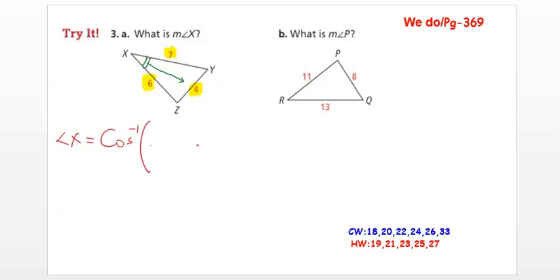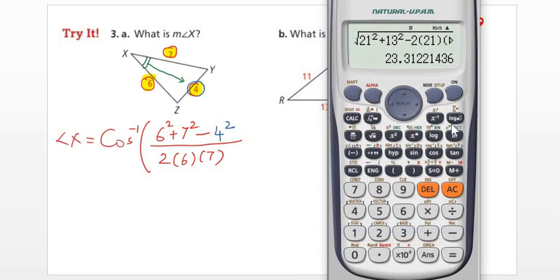So what we will have in the numerator, these two sides in which the angle is included. So it's going to be 6 squared plus 7 squared. And what you have to subtract from it? The side that is opposite to this angle. So it's 4 squared. And what do you have to write in the denominator? Same numbers, the sides in which the angle is included. So it's going to be 6 times 7. Clear? So let's put these values onto the calculator.